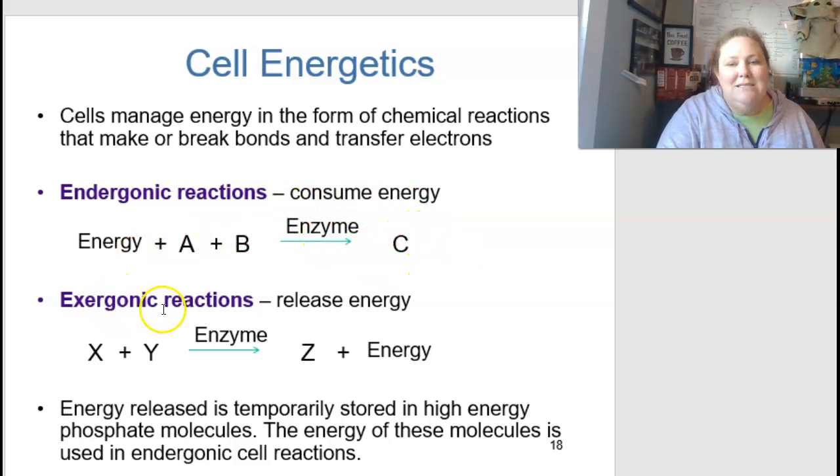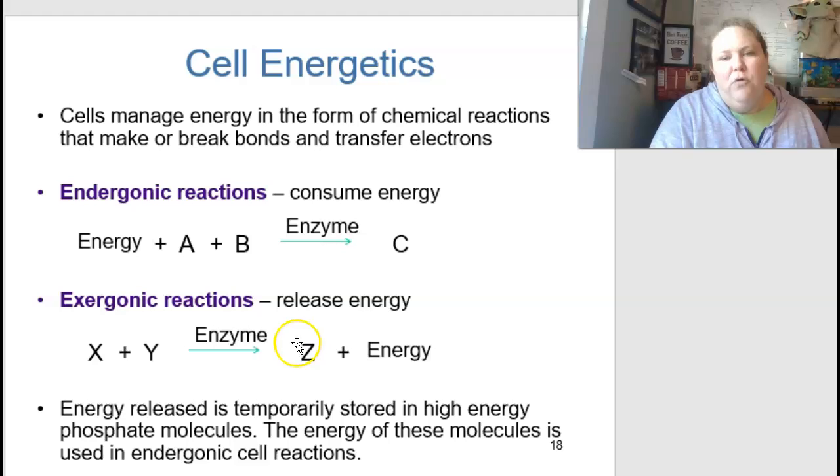Well, then we have exergonic, exer, right? So that's going to be releasing energy. And so then you have X plus Y with the action of the enzyme, it forms Z plus energy. And the energy released is temporarily stored in high energy phosphate molecules. And the energies of these molecules is used in the endergonic cell reactions.